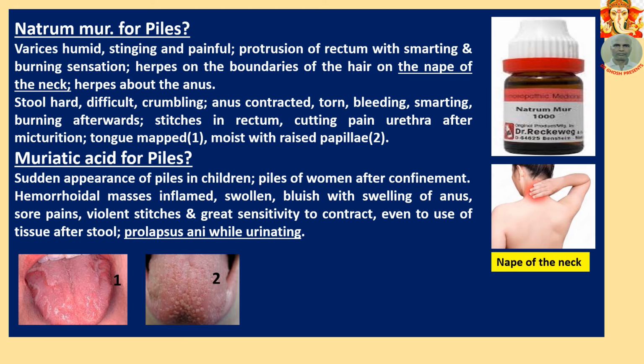Muriatic acid for piles, sudden appearance of piles in children. Piles of women after confinement. Hemorrhoidal mass inflamed, swollen, bluish with swelling of anus. Sore pains, violent stitches and great sensitivity to contact, even to use of tissue after stool. That is, when tissue paper is used, the touch of tissue paper also gives trouble. Prolapsus ani while urinating. This is the picture of nape of the neck. Mind this, the area is called nape of the neck. Just below the hairline, the back of the neck.